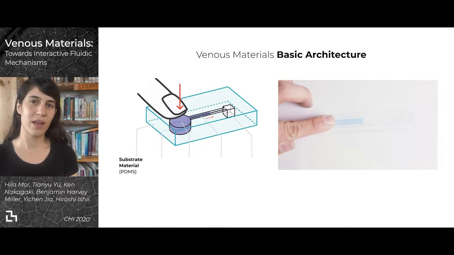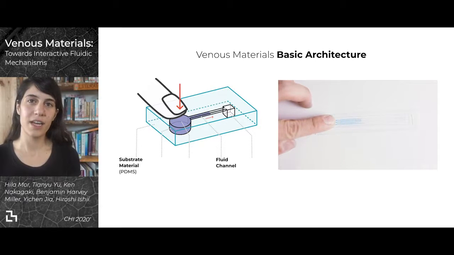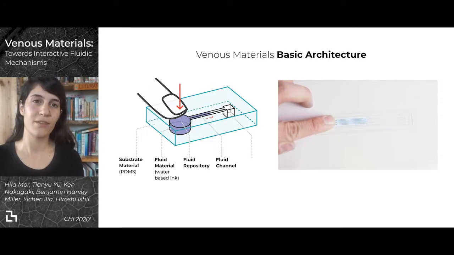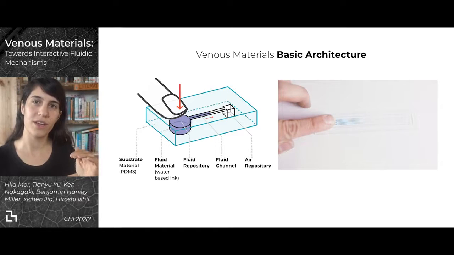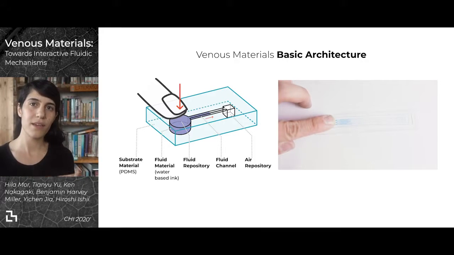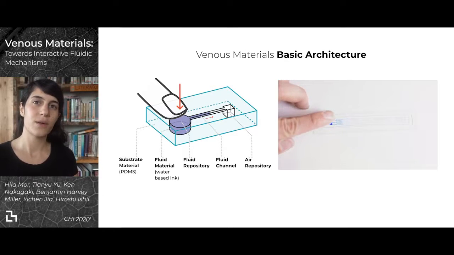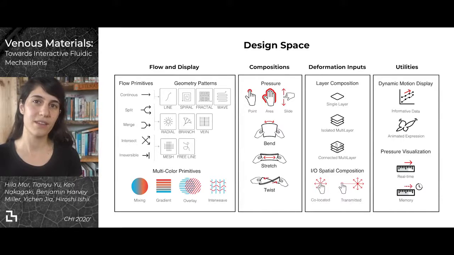We have the silicone substrate material, and within this material we have a fluidic channel that is connected to a fluid repository, which contains the fluid material, and also connected to an air repository. The way the system works is that when we apply pressure on the fluid repository, the air in the air repository compresses and the fluid flows through the channel. So that's the basic architecture. But by changing each parameter in this architecture, we can really program and control the interactivity of the material.